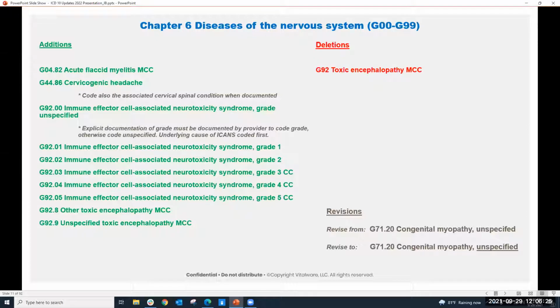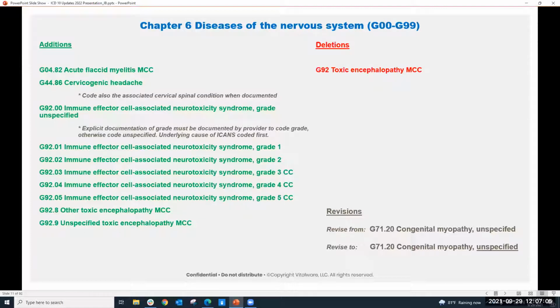If you look at in the additions at code G44.86, cervicogenic headache, there's just a note here that you also want to code the associated cervical spinal condition when it's documented. And then for the next code, the G92.00, immune effector cell associated neurotoxicity syndrome, there needs to be explicit documentation of the grade in order for you to pick up a grade. And it needs to be documented by the provider. If he does not document the grade, it needs to be coded to the unspecified code. And just take note that the underlying cause of the ICANS needs to be coded first.